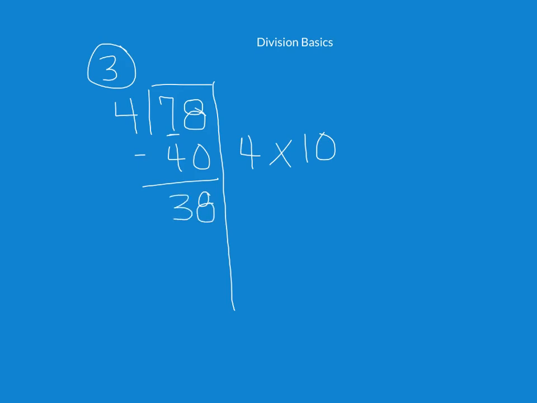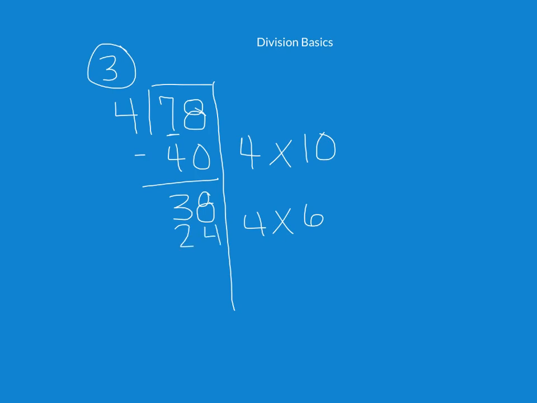So now I've got 38, and I'm thinking of multiples of 4. So 4 times 5 is 20, so I could go with that, but I might go a little higher. 4 times 6 is 24. I think I'll do 4 times 6. So 4 times 6 is 24.